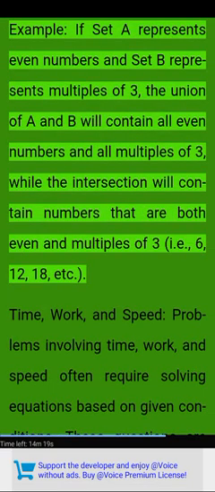Example: if set A represents even numbers and set B represents multiples of 3, the union of A and B will contain all even numbers and all multiples of 3, while the intersection will contain numbers that are both even and multiples of 3, i.e., 6, 12, 18, etc.